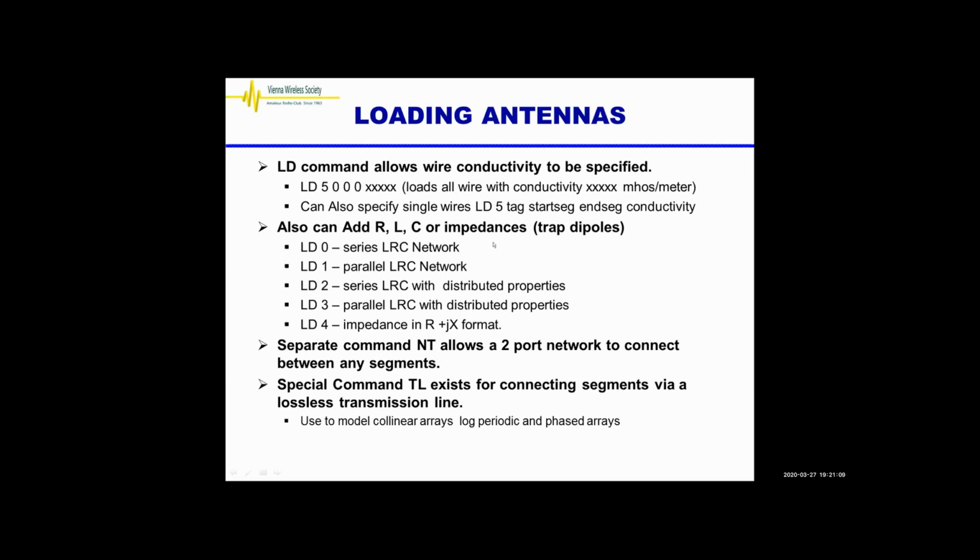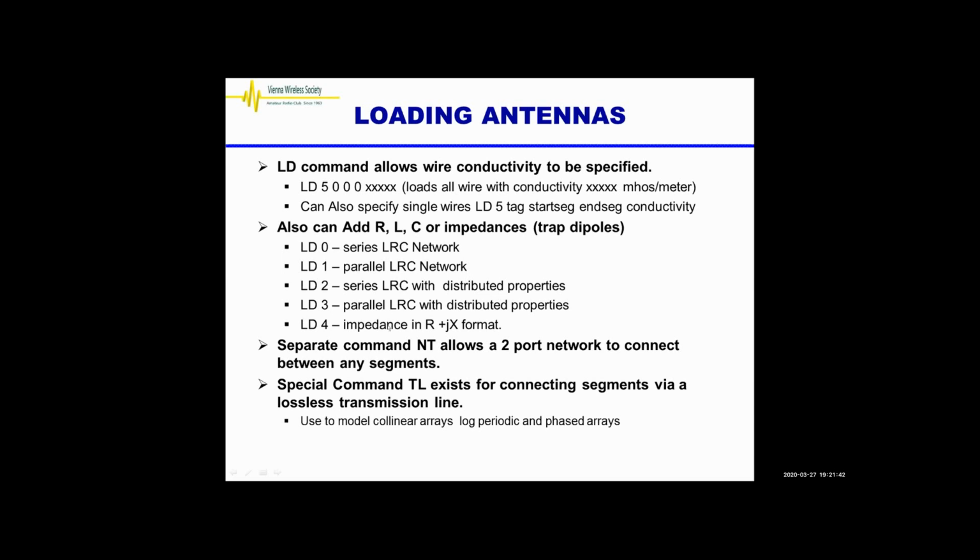We also can add LRC and impedances. So this is very useful if you want to model a trapped dipole. You can add a series LRC network or parallel LRC, which would be a trap, for example. Also, it has a version with distributed properties that might work with transmission line type devices. Or you can put an impedance in simply in an R plus jX format, or the parallel impedance format.